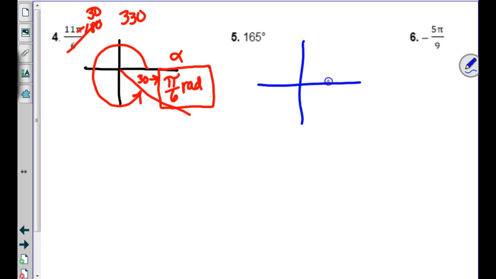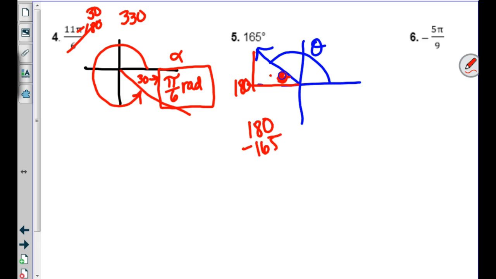165, guys, what quadrant? It stops in quadrant 2. This is actually theta. What is the reference angle in here that it makes? The angle it makes is the rest of the way to 180. So 180 minus 165. Oh my goodness, I keep writing the wrong Greek letter there. Is 15.